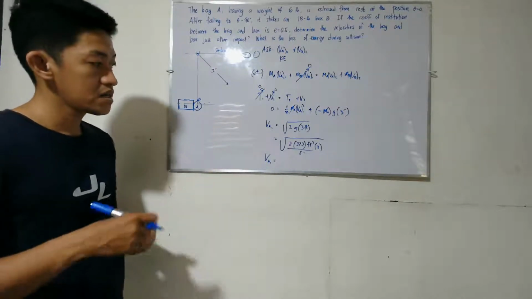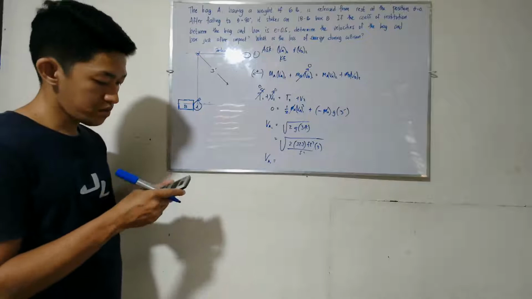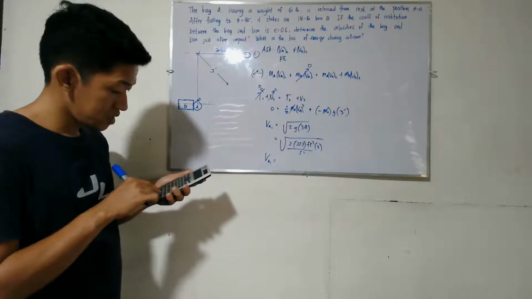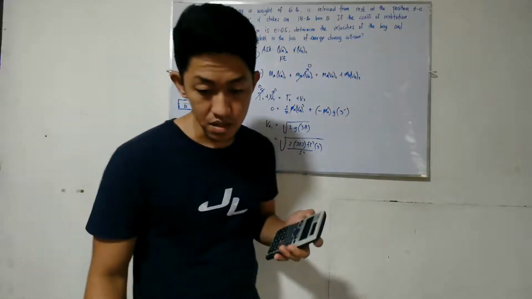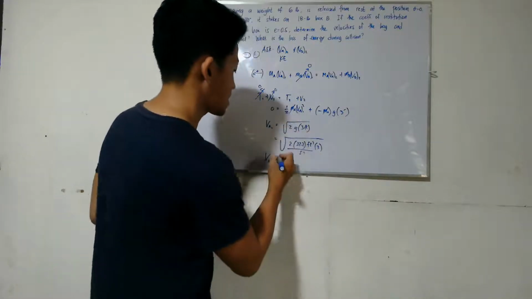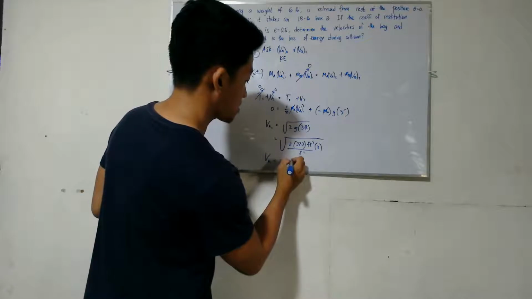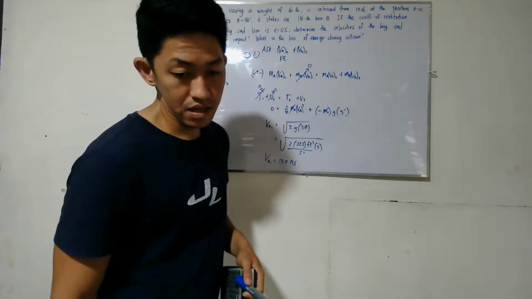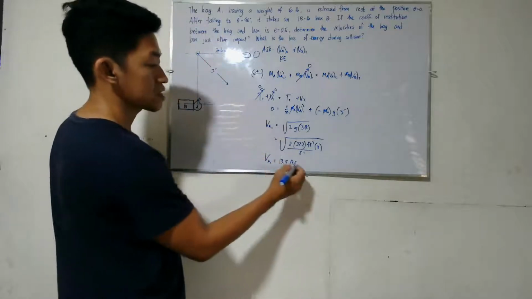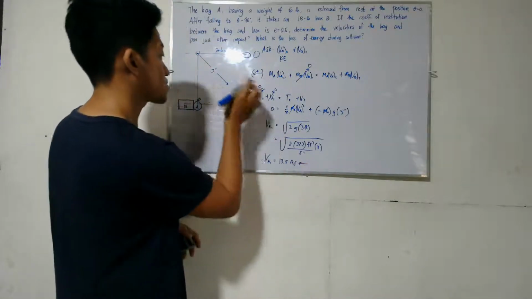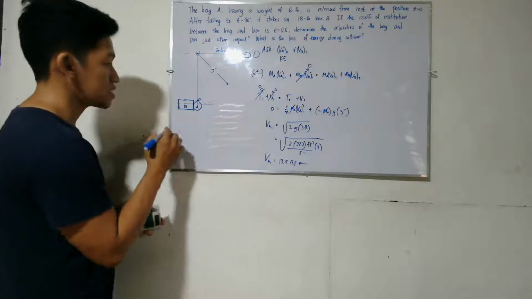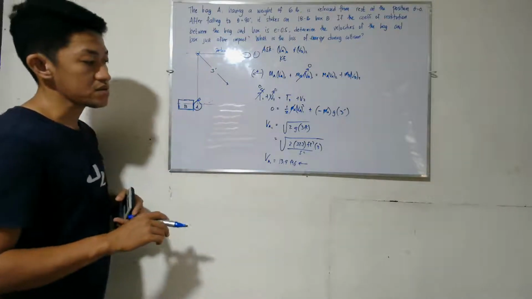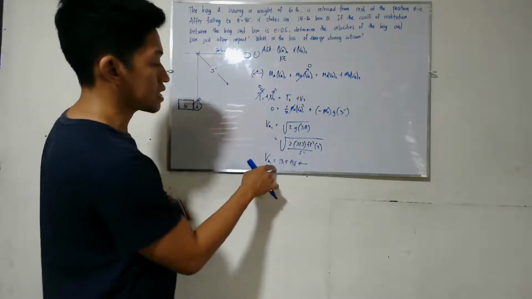So VA1 is just the square root of 64.4 times 3, or 13.9 feet per second. The direction is going to the left. Okay, so we will plug that in here.